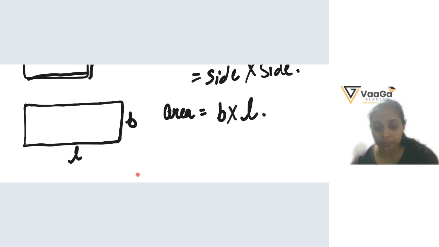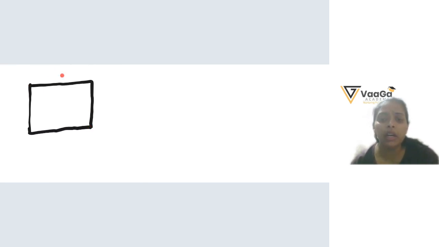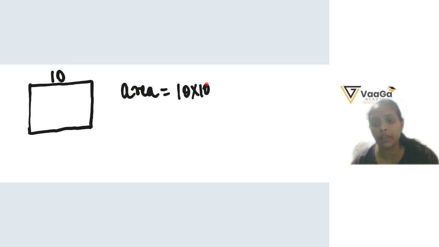Okay, now let's do 1 or 2 questions on the area, then we'll move ahead. So let's say this is the square I have, where all the sides are 10. So what will be the area? 20 centimeter. No, 10 times 10 is not 20. 100. 100 centimeter square. Very good.